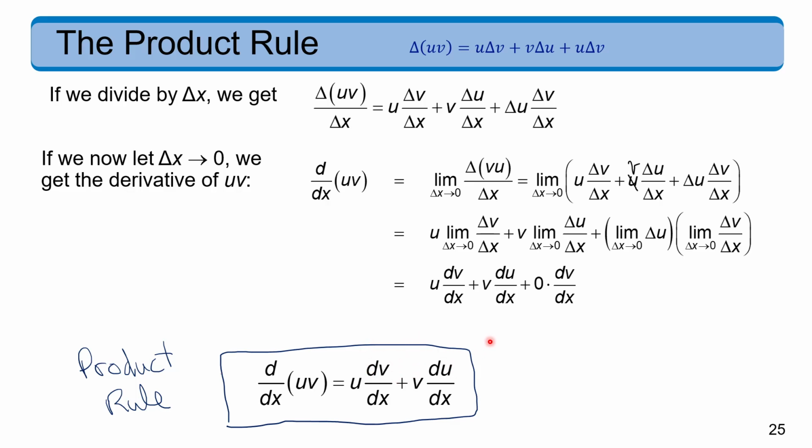So that's our product rule, and you can see it's different from our first guess, right? Our first guess was the derivative of u times v should be the derivative of u times the derivative of v, and that's clearly not what this product rule says, right? This formula here is the correct way to take the derivative of a product.